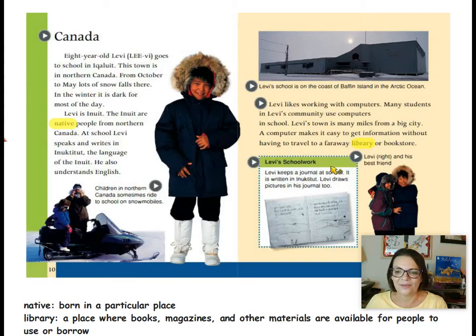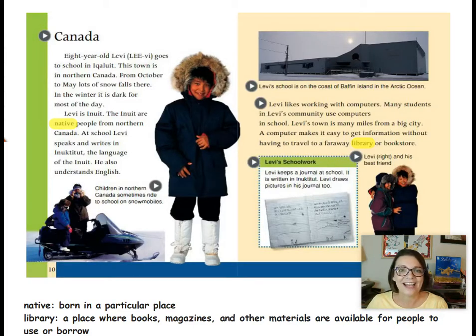And then I can see that we have some more information here, and it says Levi's schoolwork. Levi keeps a journal at school. It is written in Inuktitut. Levi draws pictures in his journal too. And then over here, there is a picture, and it says Levi on the right and his best friend. So over here is Levi, and this would be Levi's best friend.